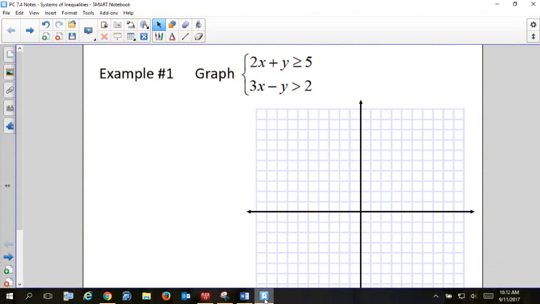So we're doing graphing systems of inequalities today. Inequalities. If you look at the system right there, how are inequalities different than what we did on Friday with equalities? How are they different? They don't have equal signs. They have less than, greater than, less than or equal to, greater than or equal to.